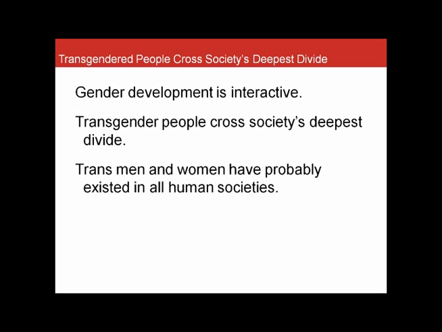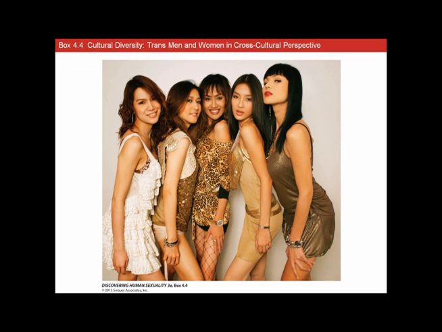When we look at other groups, one last group to focus on is transgender people, and we can look at this as part of society's deepest divide. Men and women have probably existed in all societies. We've always had transgender individuals. Here's a group of trans women, lady boys in Eastern culture. They're much more accepting. I believe a Miss Universe a few years ago they found out was transgender.